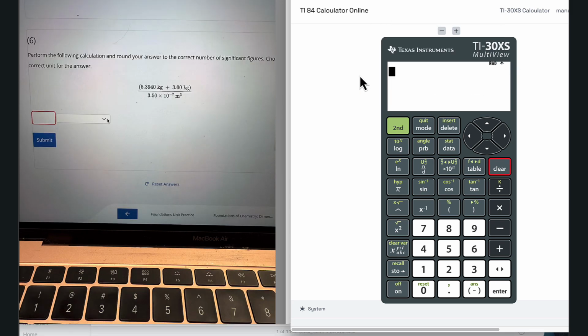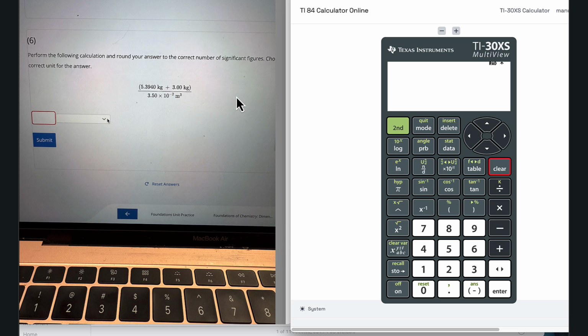Let's try one more. This one has 2 operations, an addition and a division. Order of operations does matter for division, but not for addition. Let's start with the first part. This is an addition operation. We have 5.3940 plus 3.00 kilograms. So the answer will just be in kilograms. They're not multiplied, so it's just kilograms.